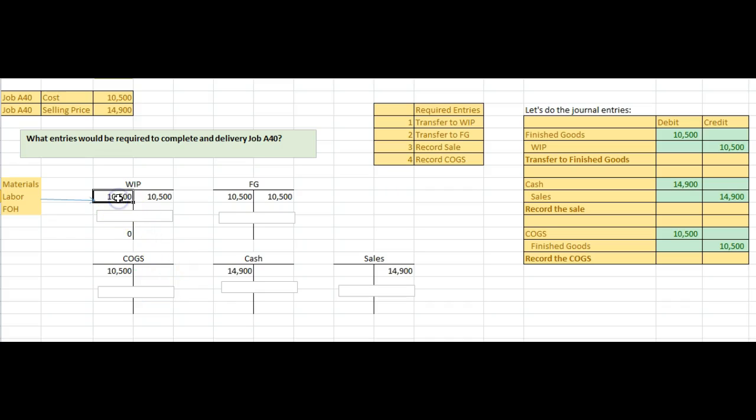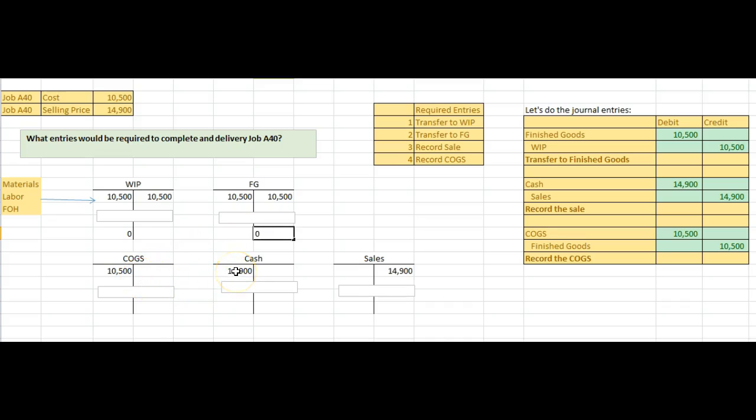So this is the transfer in of materials. When it's complete, it gets transferred to finished goods. When it gets sold, it gets taken out and put into cost of goods sold. And this is recording the sales here. So you can see how it flows. Now all of these up here end up being 0, and this would eventually.